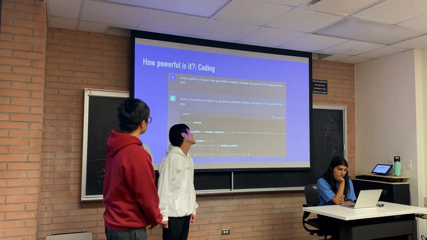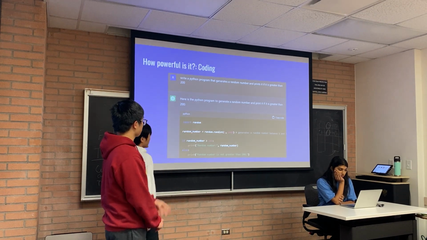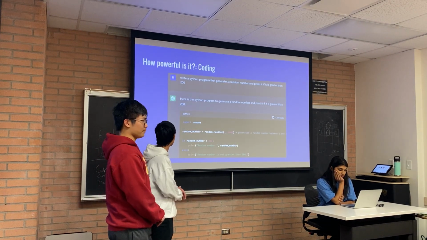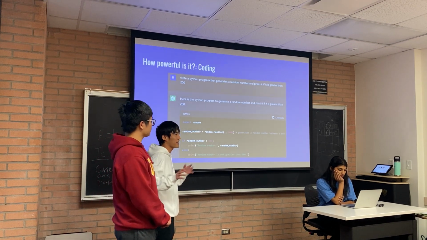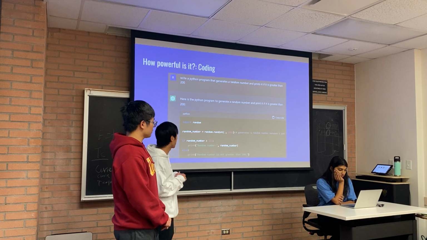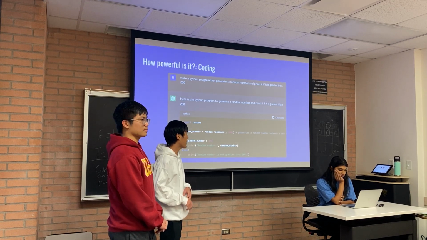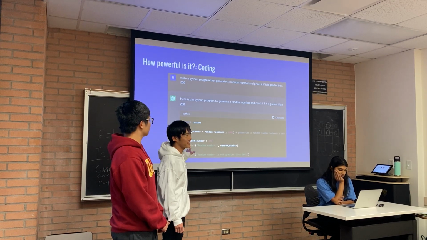Yeah, so this is when I use it for coding. I just give it a simple prompt to generate a random number and print it if it's greater than 200. So it gave me this, and this actually worked.